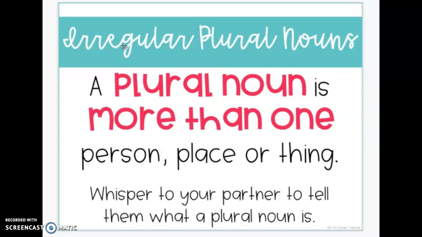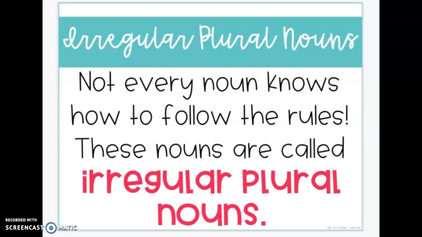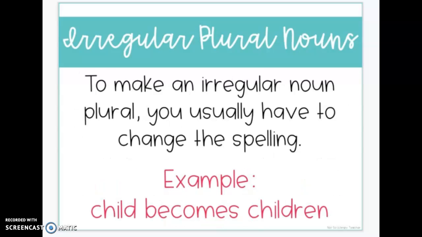Now, a trick with irregular plural nouns is think to yourself, does that sound right? Is that what everybody keeps correcting me about? Because this is something that you're just going to learn through time, and hopefully learning it this week, it'll help a lot. So we do know a plural noun is more than one person, more than one place, and more than one thing. And now we know that not every noun knows how to follow the rules. These nouns are called irregular plural nouns.